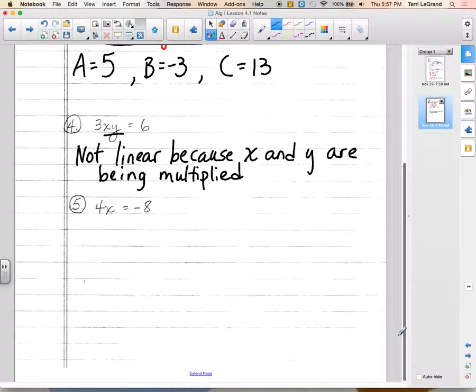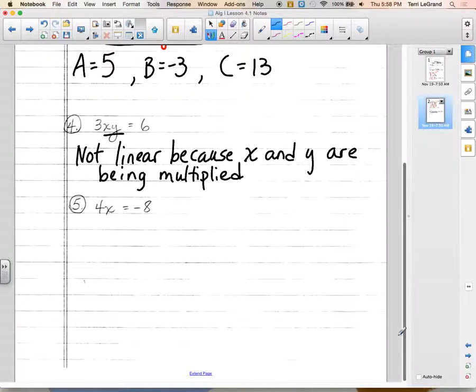Okay, and how about number 5? 4x equals negative 8. Okay, so pass all the tests. x is to the power of 1. x is not being multiplied times a y. x is not appearing in a denominator. x is not in an exponent. x is not under a radical sign.